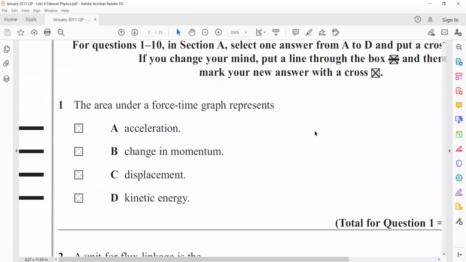Question 1. What could be the answer? The area under a force-time graph represents what? Acceleration, change in momentum, displacement, or kinetic energy?